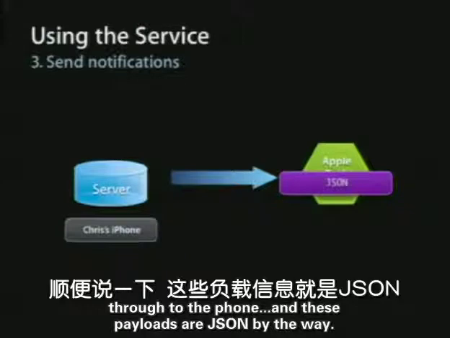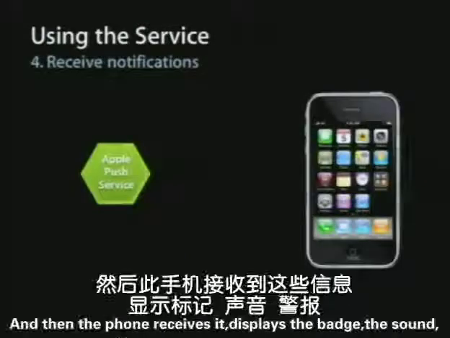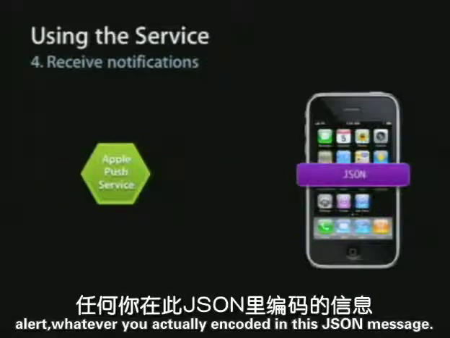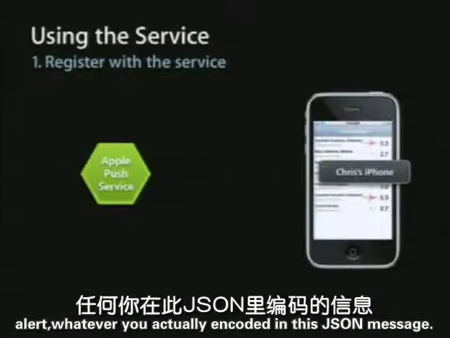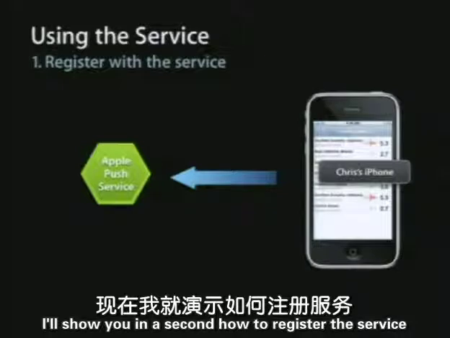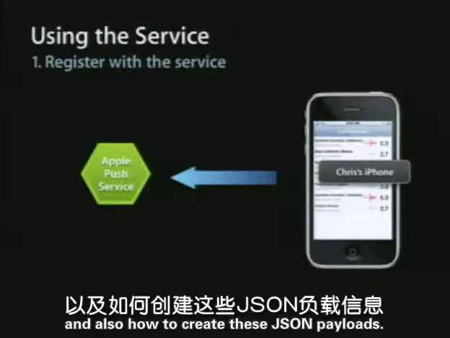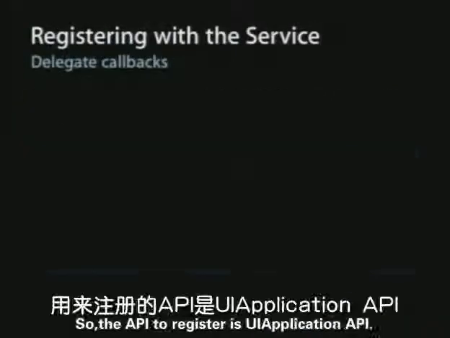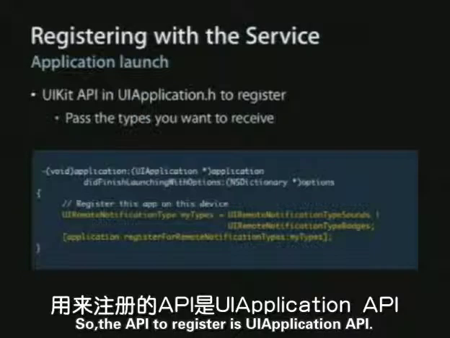And these payloads are JSON, by the way. And then the phone receives it, displays the badge, the sound alert, whatever you actually encoded in this JSON message. I'll show you in a second how to register the service and also how to create these JSON payloads. So the API to register is UIApplication API.